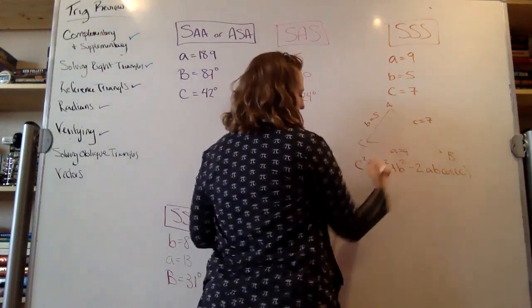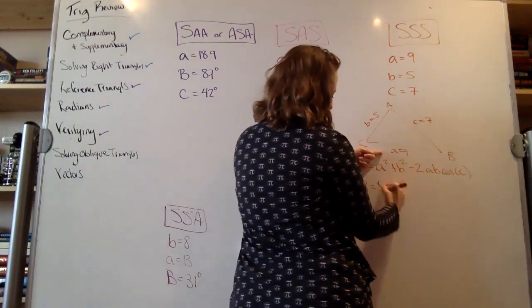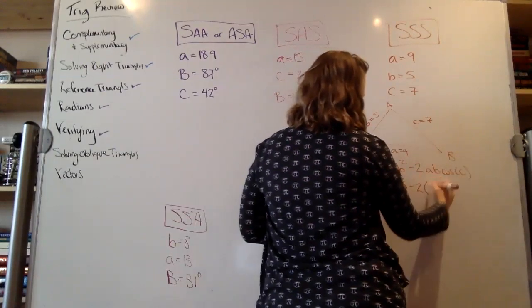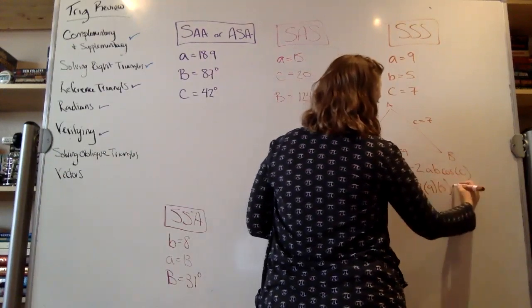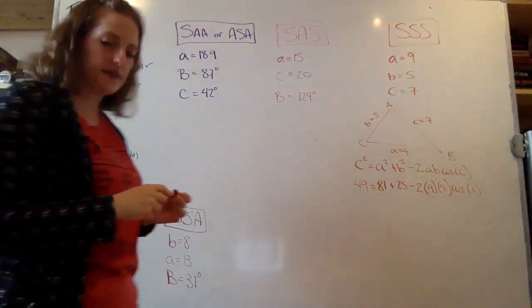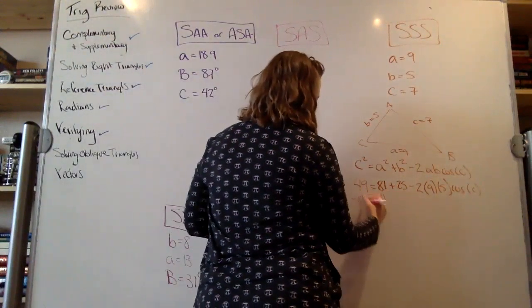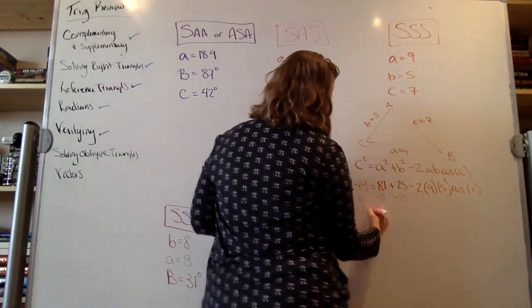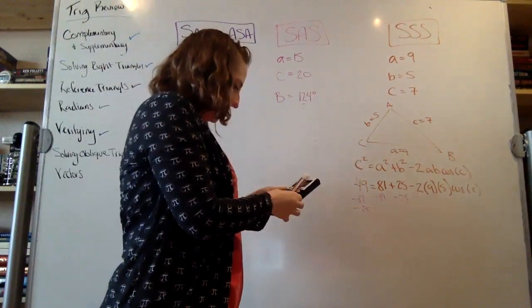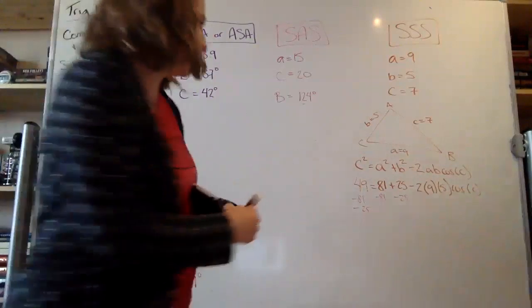C squared is 7 squared, which is 49. A squared is 9 squared, which is 81. B squared is 5 squared, which is 25. Minus 2 times 9 times 5 times cosine of c. All right, so we're trying to solve for cosine of c. I'm going to go ahead and subtract 81 from both sides and subtract 25 from both sides. So that's going to give me, let's see, 49 minus 81 minus 25 is negative 57.